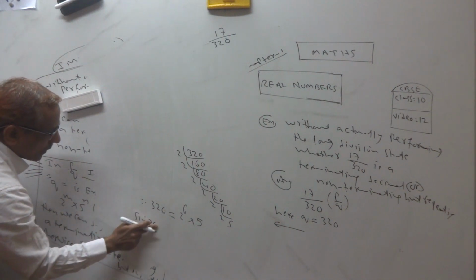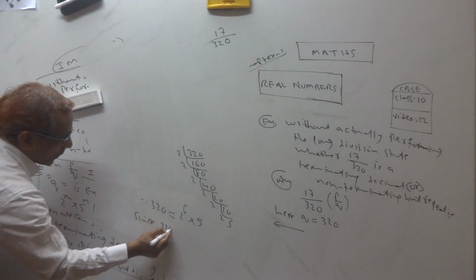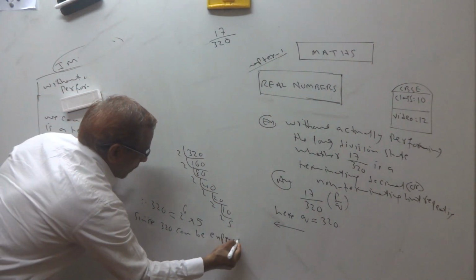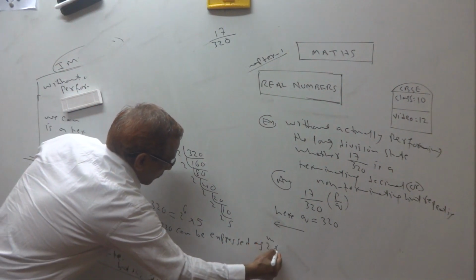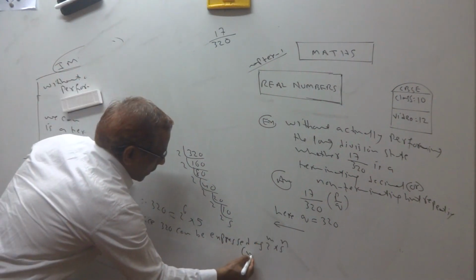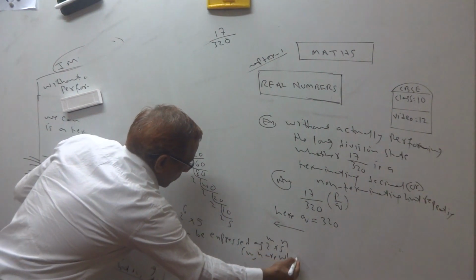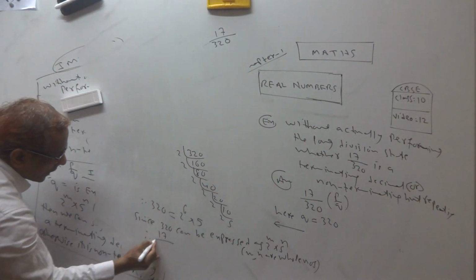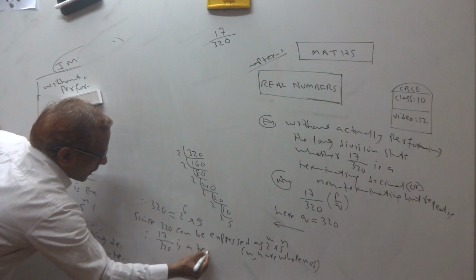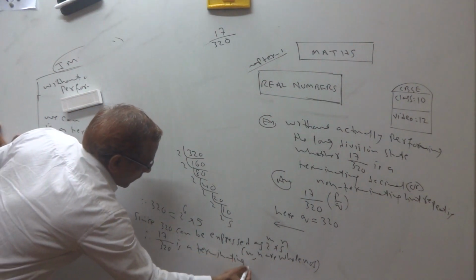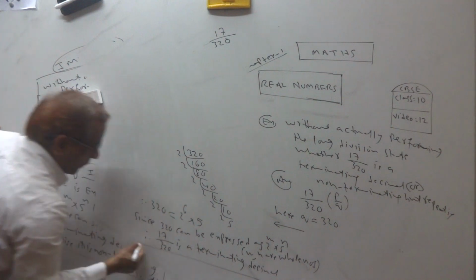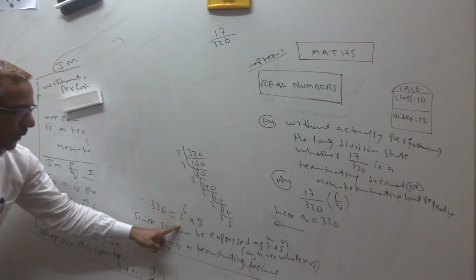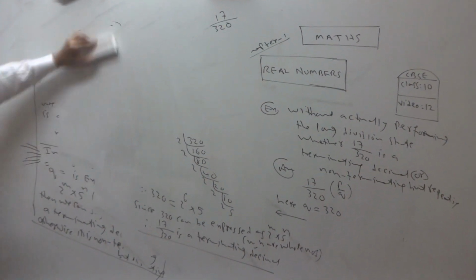Since, like this we write, since 320 can be expressed as 2 raised to m, 5 raised to n, where m, n are whole numbers, therefore 17 by 320 is a terminating decimal. Reason you understand? Because the denominator 320, its factors are only 2 and 5. I give you one more example.